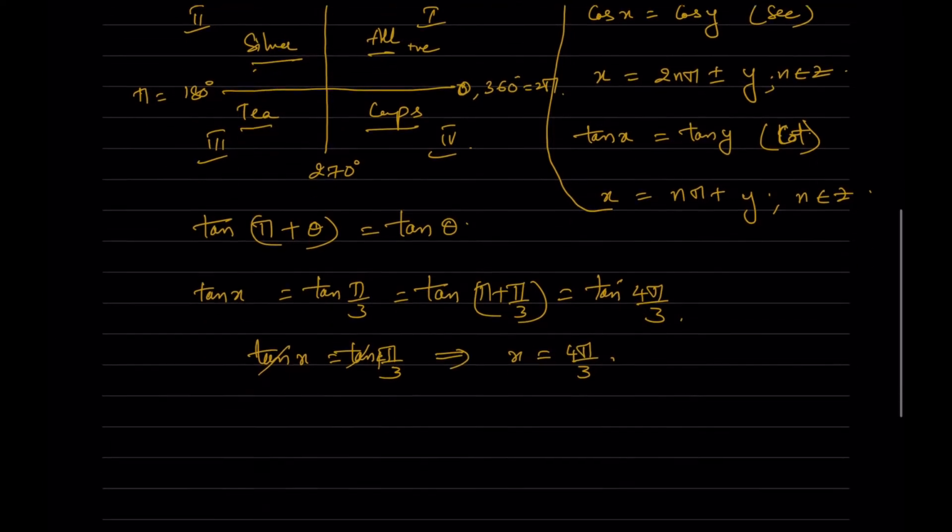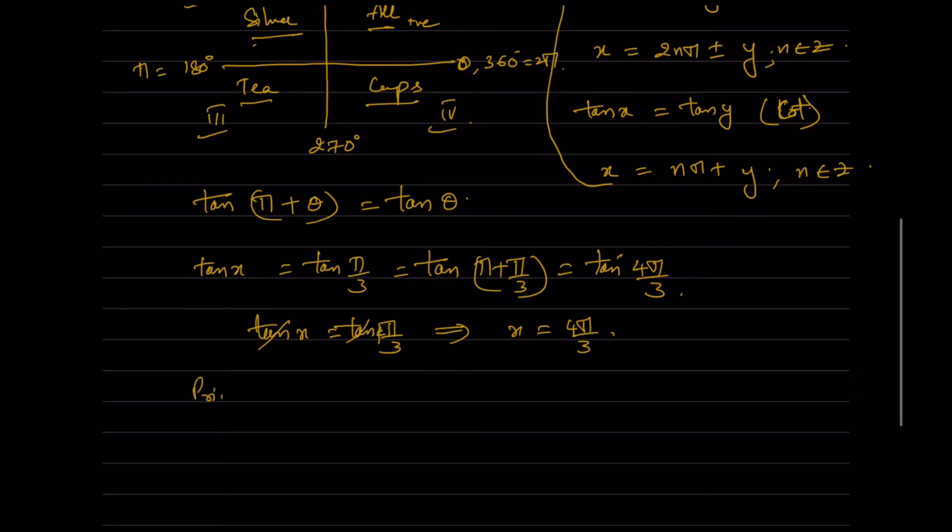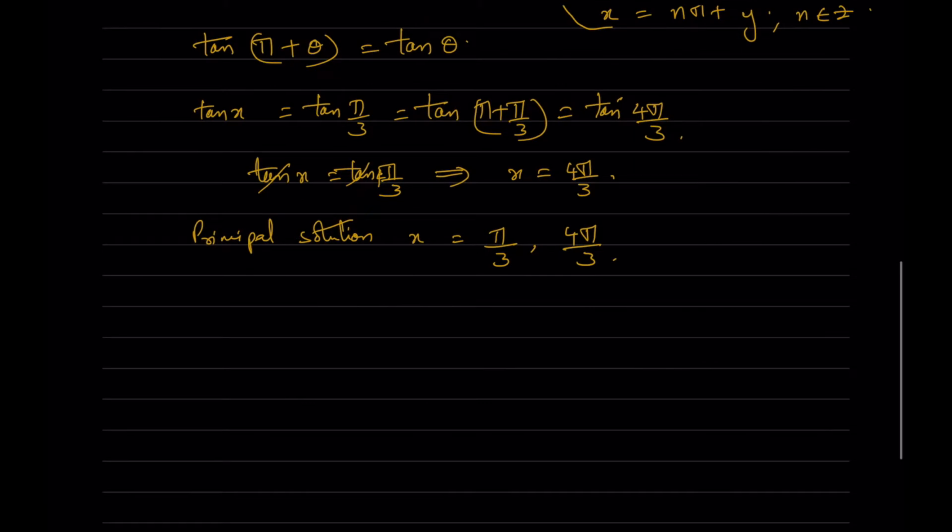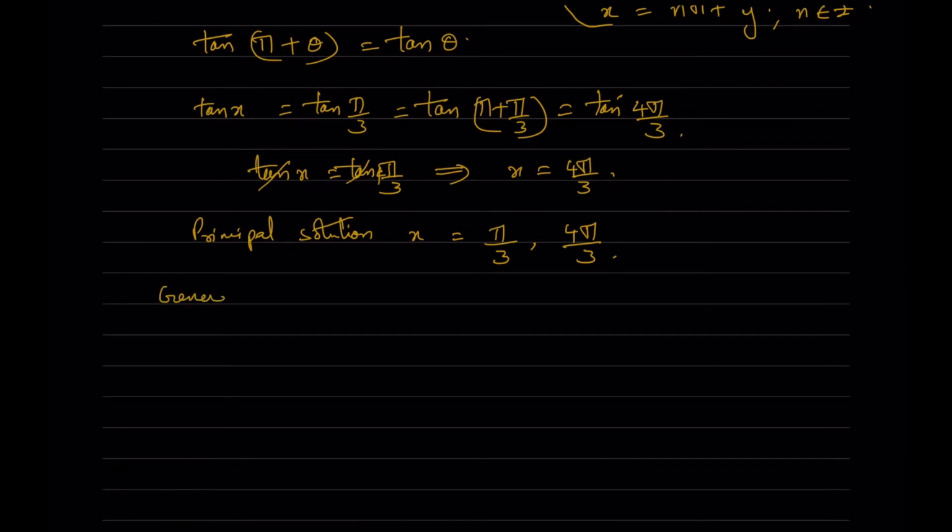So therefore the principal solution which you are having here is, x can take values pi by 3 and 4 pi by 3. Now going into the general solution. How do you find out the general solution? We'll see the general solution.